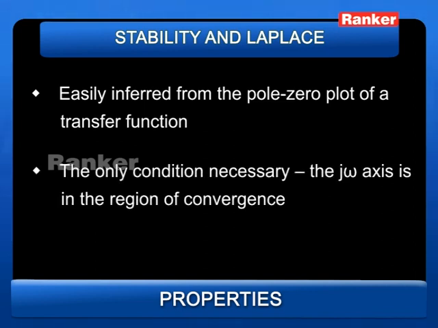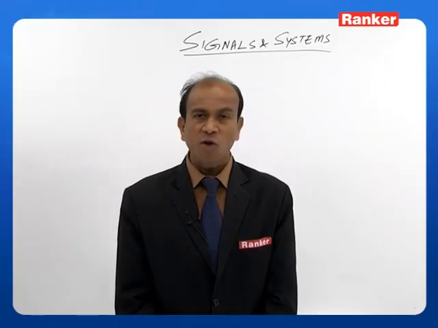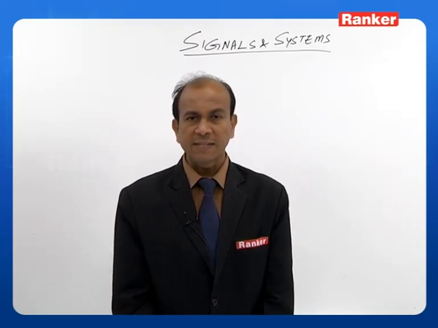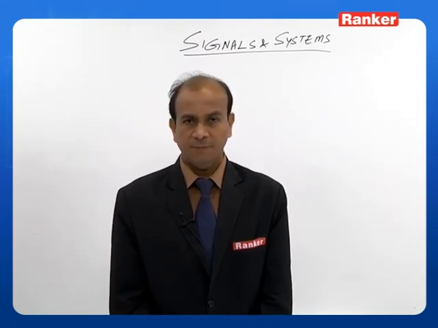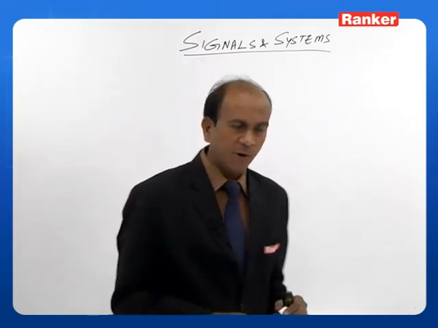The only condition necessary is that the j omega axis is in the region of convergence. The j omega axis must be in the region of convergence. If it is not there in the region of convergence, the system is not stable. Okay, let us look at this pole-zero plot here.